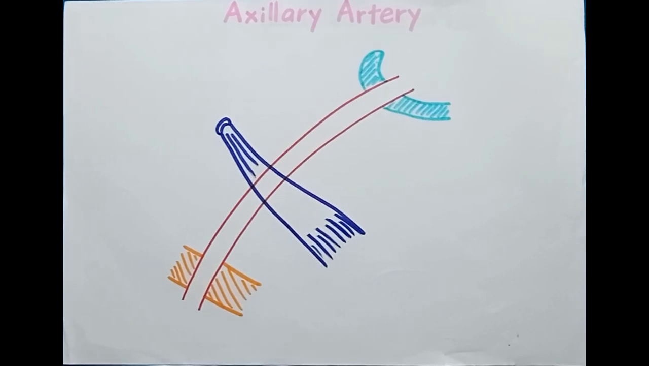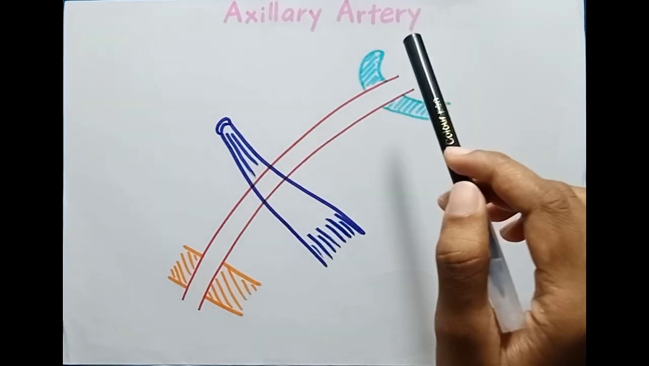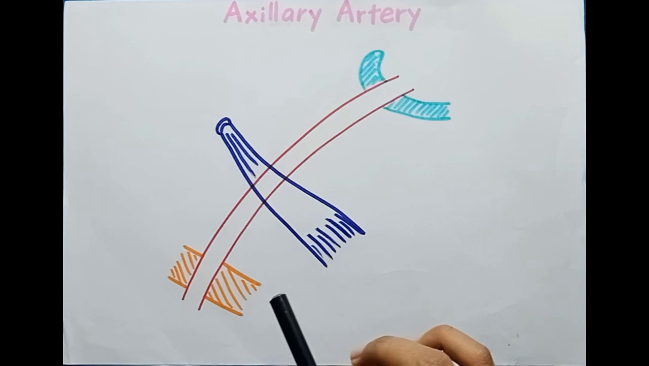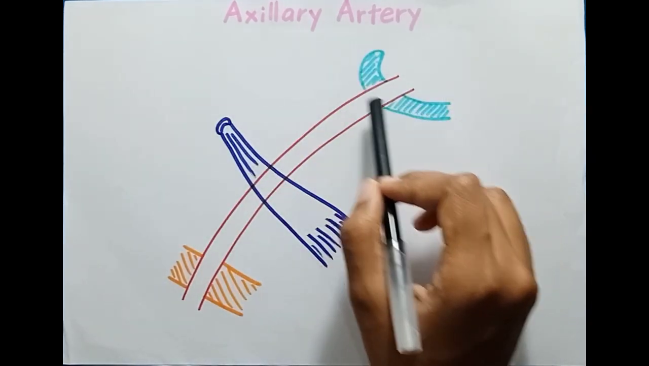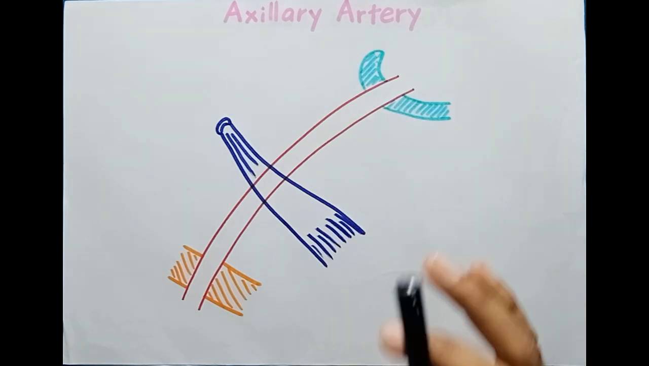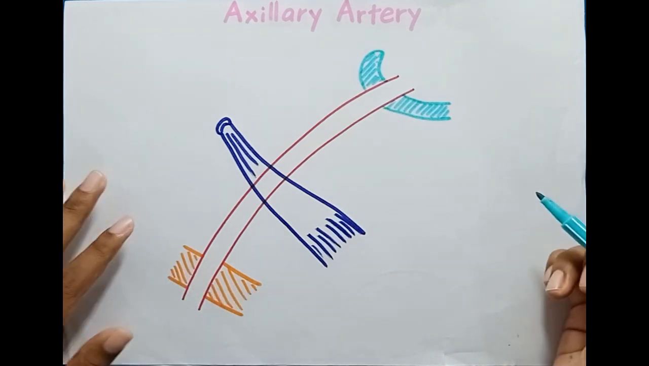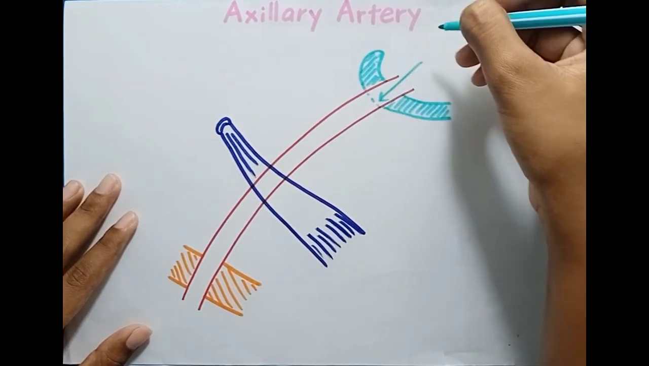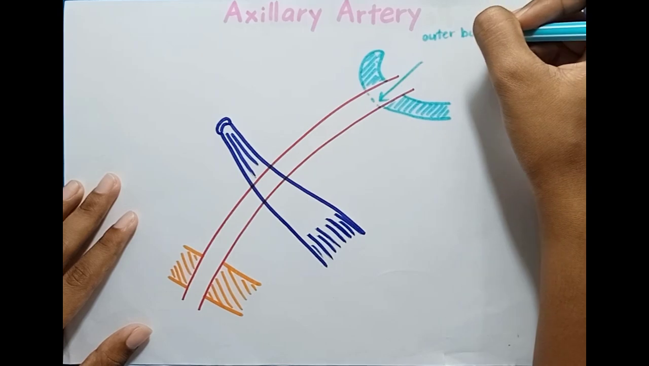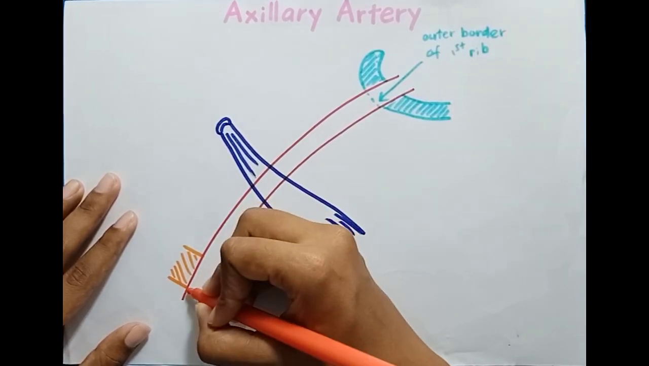In this video, we are going to talk about the axillary artery. The axillary artery is the main artery of the upper limb. It begins at the outer border of the first rib and ends at the lower border of teres major. So here you can see the outer border of the first rib and here the lower border of teres major.